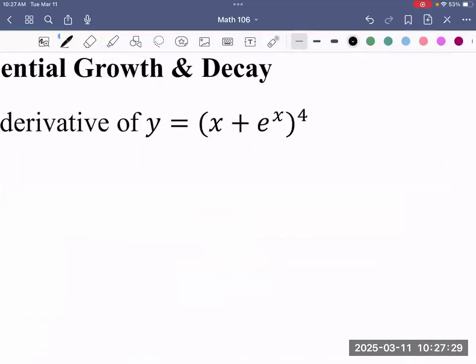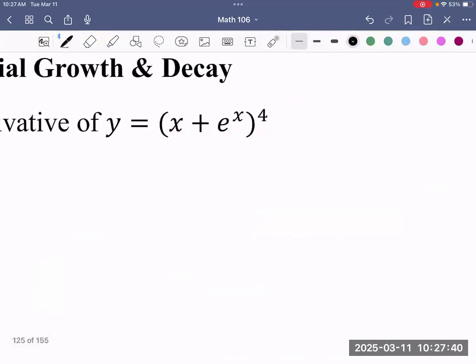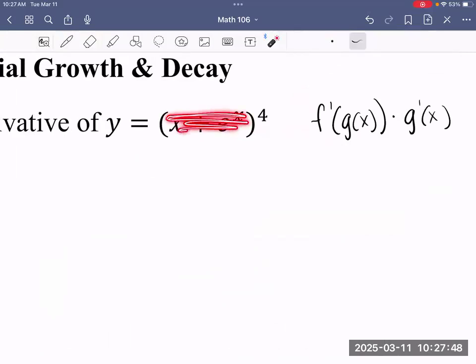Now, before we get to the derivative of x, notice that we have a power up here, so we need to use the chain rule. Keep in mind the chain rule is f prime of g of x times g prime of x. That is to say, take the outside derivative first, so everything on the outside, and then we take the derivative of the inside.